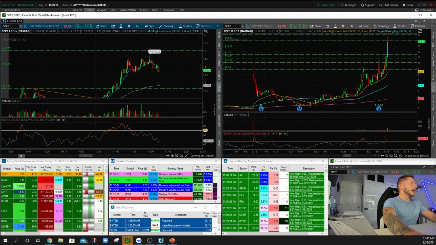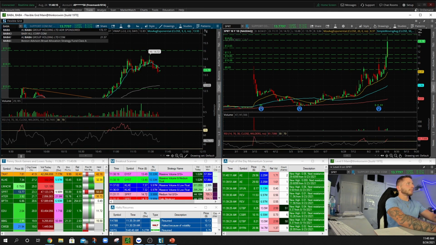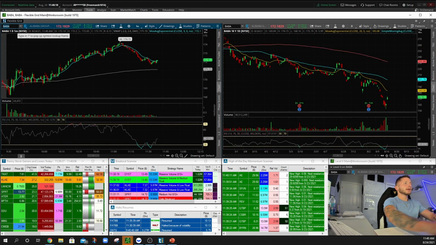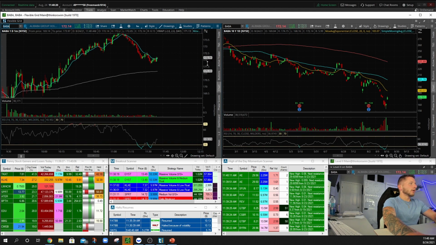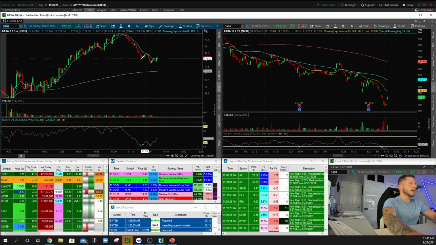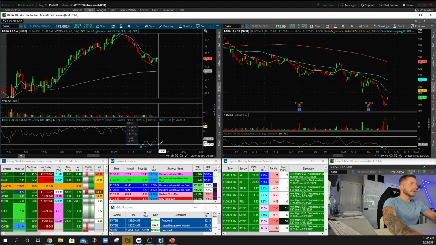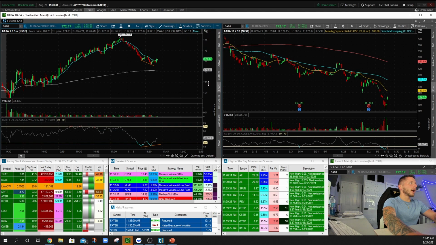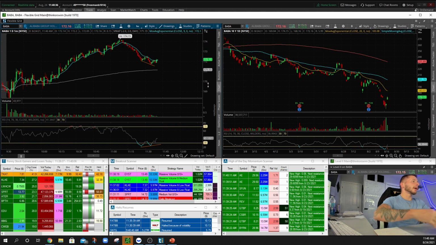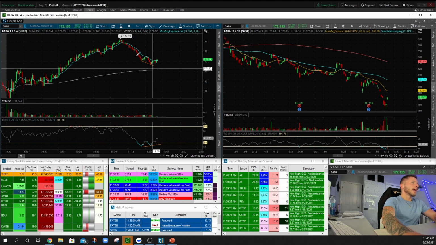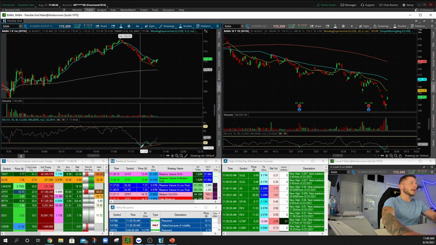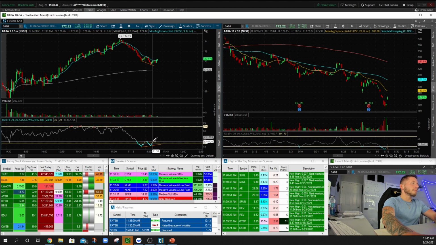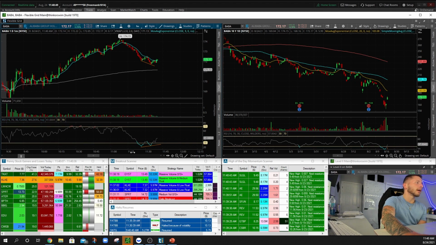Live example on BABA. Let's go look at BABA. So here's another example. Look at this. BABA making lower lows, but on the RSI making a slightly higher low. It's crossing back above the 30 with divergence. That right there is a signal that the trend is about to reverse, that you're going to see more buying momentum move into this play. We have the stock making lower lows. We have the RSI making higher lows. The RSI is crossing back above the 30 out of oversold territory, right?